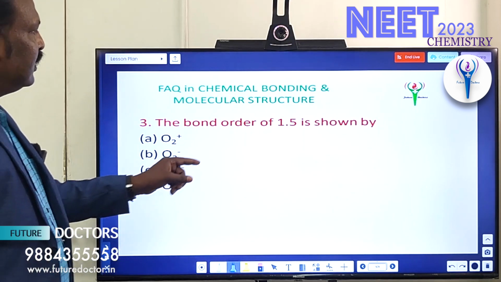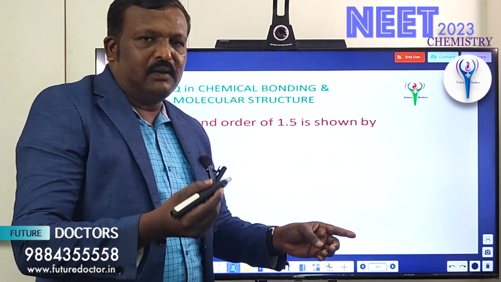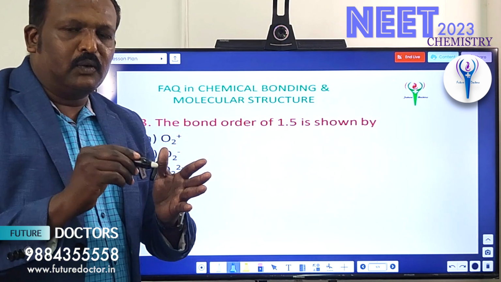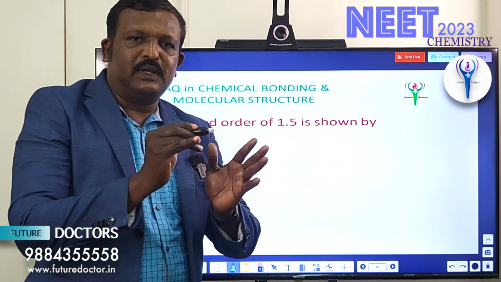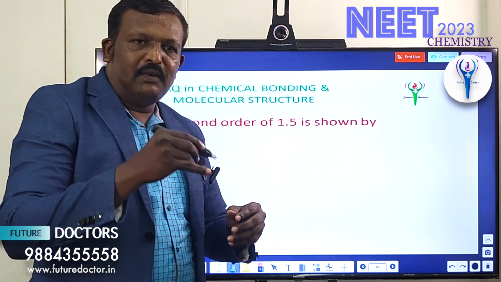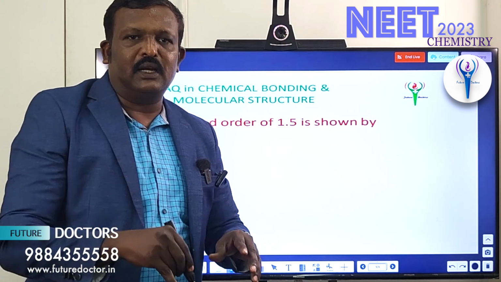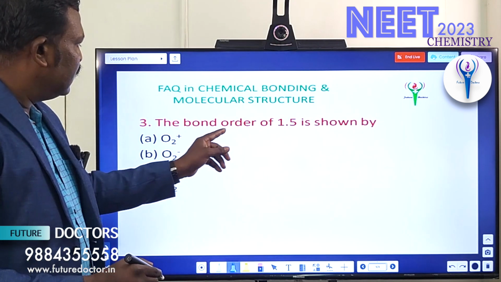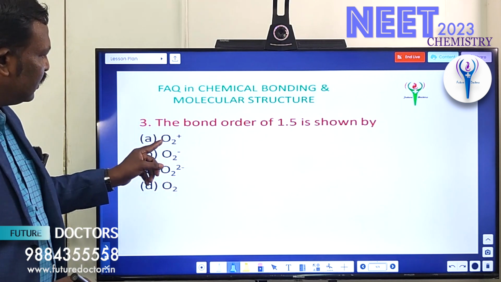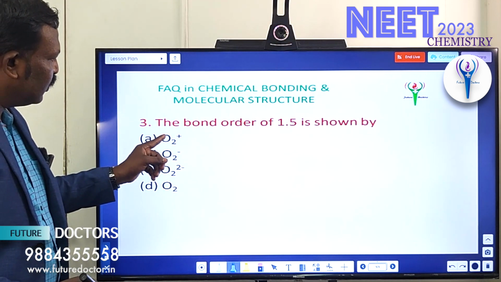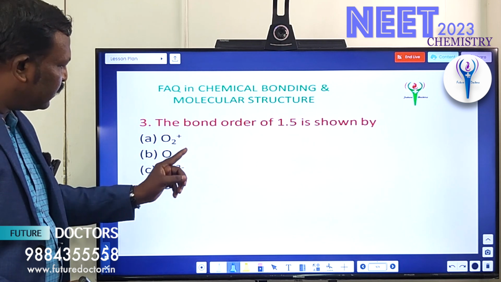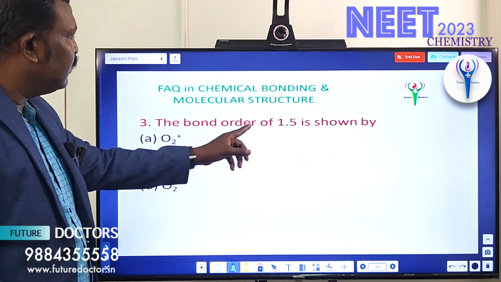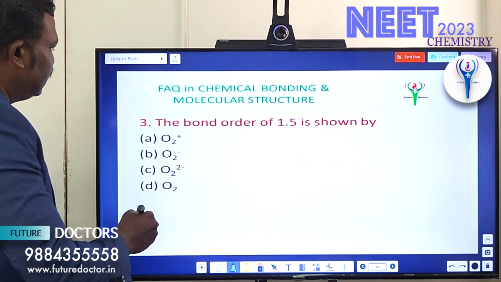See here, the first term we have done. If the total electron is up to 14, we have one arrangement. Above 14, we have another kind of arrangement, or small changes in the molecular orbital. So here these are all oxygen: O2 plus, O2 minus, O2 2 minus, O2. Which molecule has 1.5 bond order?